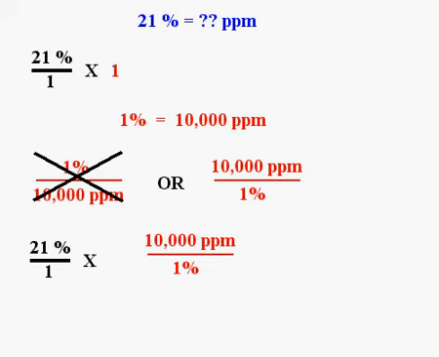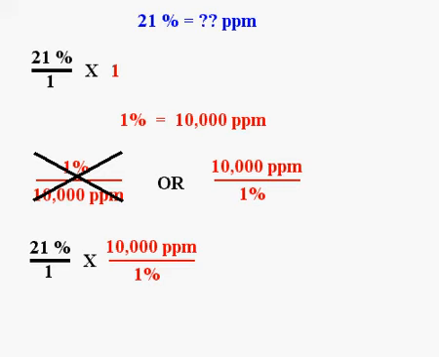If I take 21% over 1 and multiply it by 10,000 parts per million over 1%, then the percents cancel, and that's good because I wanted to get rid of the unit percent. And I'm left with the unit parts per million. That's also good because that's the unit I wanted to end up with. Well, now that I know which fraction to use, the rest is just numbers.